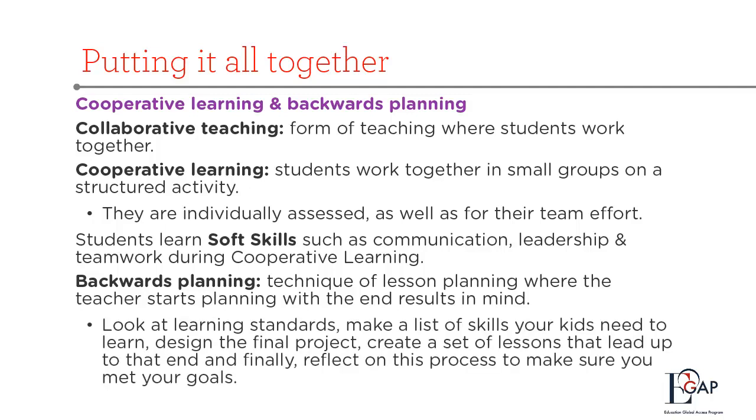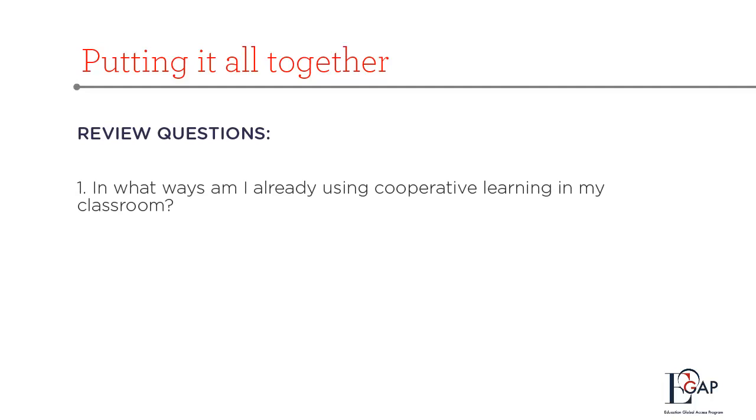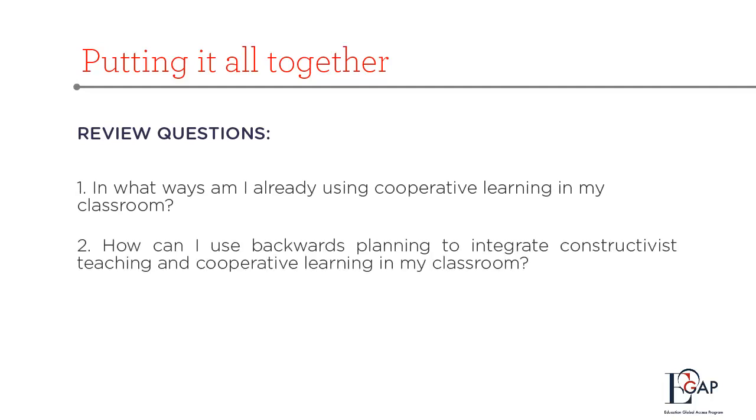First, look at the learning standards or the desired result. Then make a list of the specific skills, concepts, and knowledge kids need to learn. Design the final assessment or project. Create a set of lessons that lead up to that end. And finally, reflect on this process to make sure you have met your teaching goals. Remember the questions that you asked yourself at the beginning of this video? Now is a good time to answer these questions. Once you've done that, apply your answers to the themes of this video.